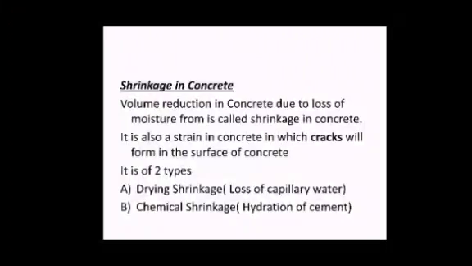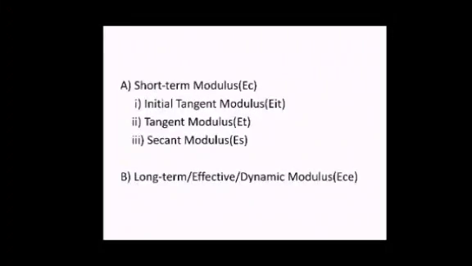Shrinkage is again of two types, that is drying shrinkage and chemical shrinkage. Drying shrinkage is due to loss of capillary water, and chemical shrinkage is due to hydration of cement. Then coming towards modulus of elasticity, which is divided into two types, that is short-term modulus and long-term modulus. Short-term modulus is again divided into three types, that is initial tangent modulus, tangent modulus and secant modulus. Let's talk about these three.